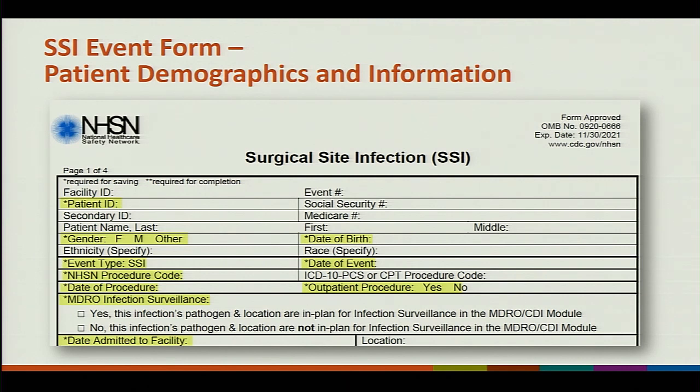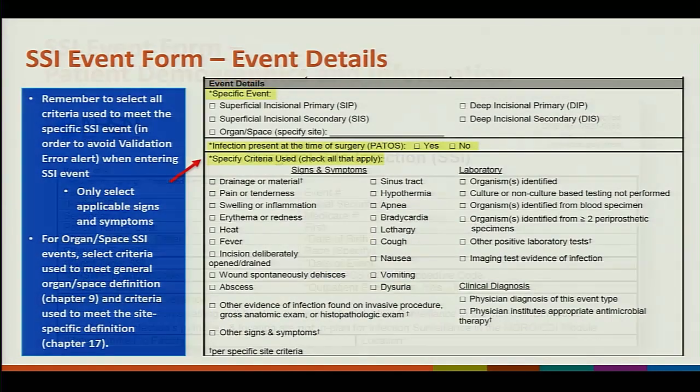So just briefly looking at this, there's patient demographic information at the top of this form. And the fields that I have highlighted here are our required fields to enter into NHSN. And then down below are your actual event detail fields. As you can see, what's highlighted in yellow is what's required. You just want to remember to select all the criteria used to meet the specific SSI event in order to avoid a validation error alert when entering the SSI event.